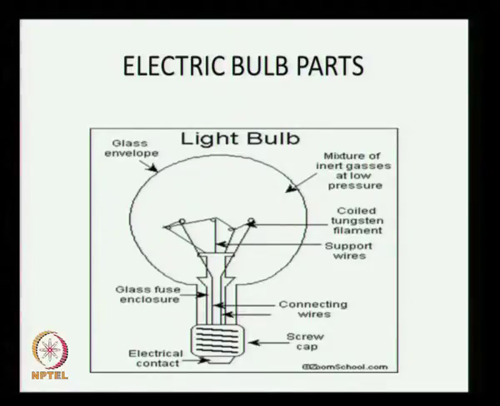It has a screw cap, connecting wires, glass fuse enclosure, glass envelope, tungsten filament, which plays a major role in the electrical bulb, and a mixture of inert gases at low pressure. So these are the important parts of the electrical bulb.